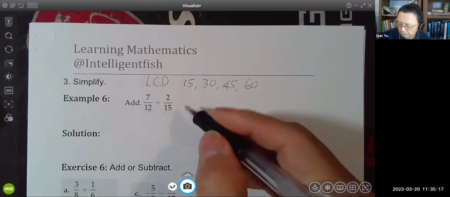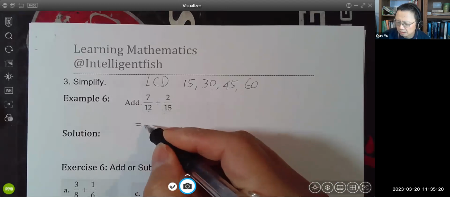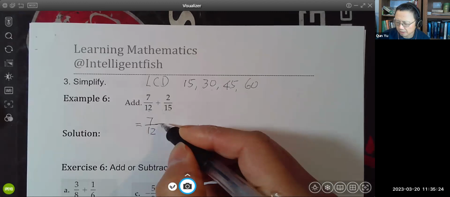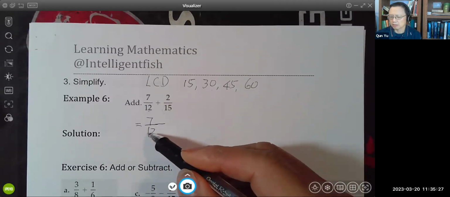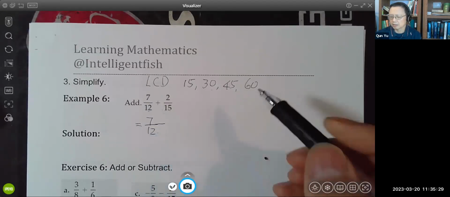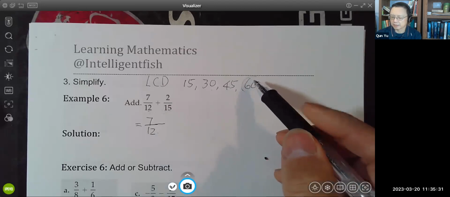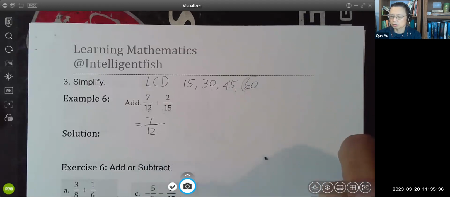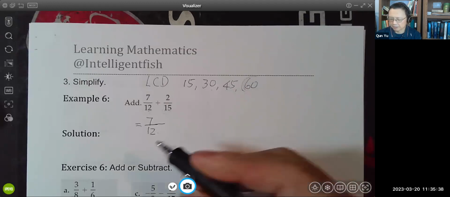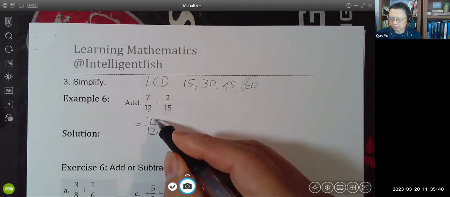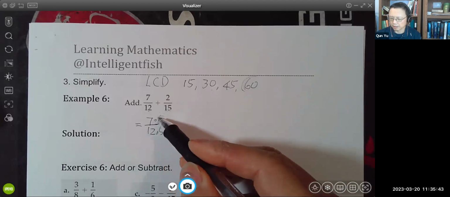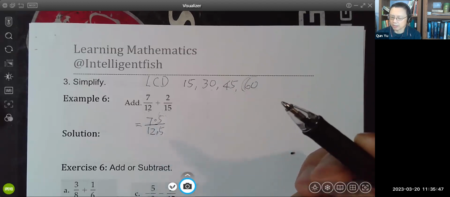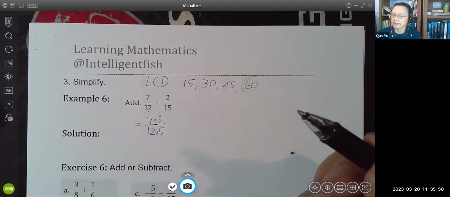So let's do that. When you change 12 to 60, I do this one step by step. Which number do you multiply 12 by to get 60? Use 60 divided by 12, and that will give you the number you multiply by. So multiply by 5 on both sides. You have to do it on both sides. See, look at this 5 over 5 is 1. When you multiply anything by 1, you won't change the value, right? We only change the numbers. We don't change the value.